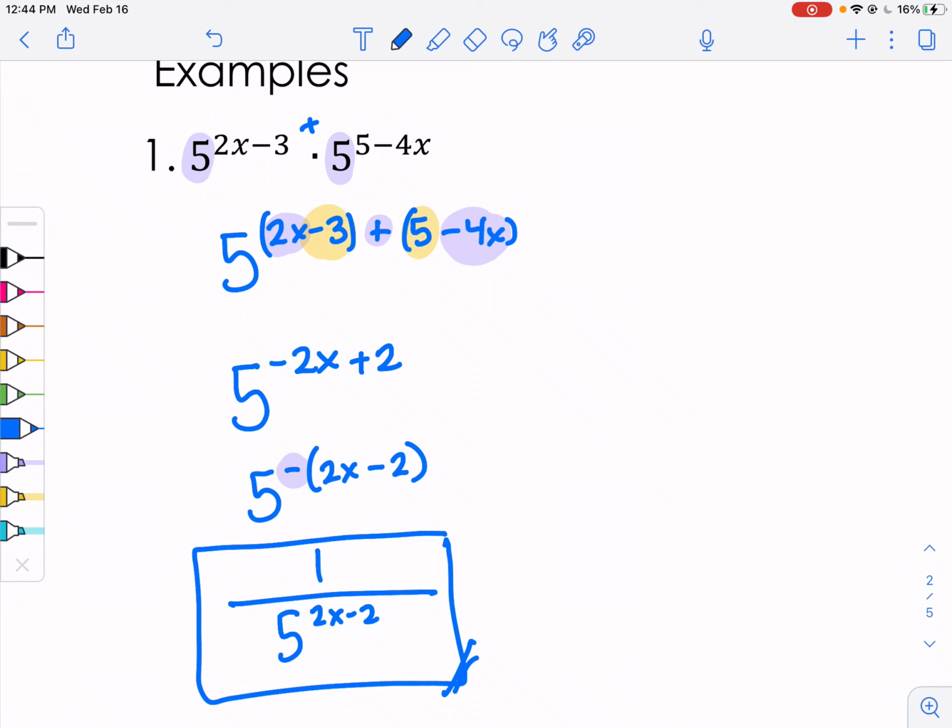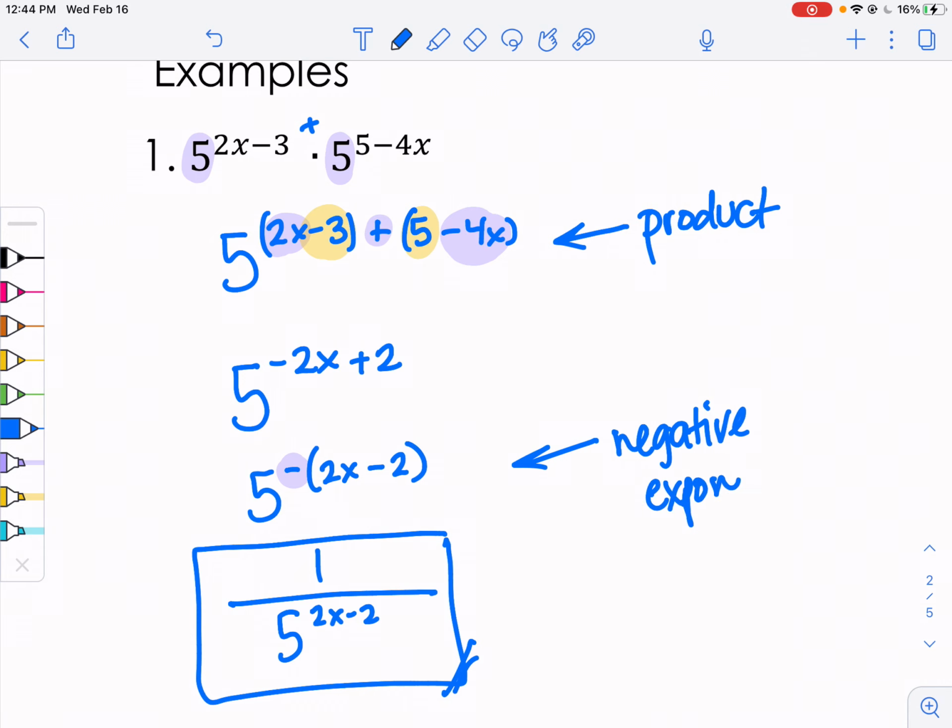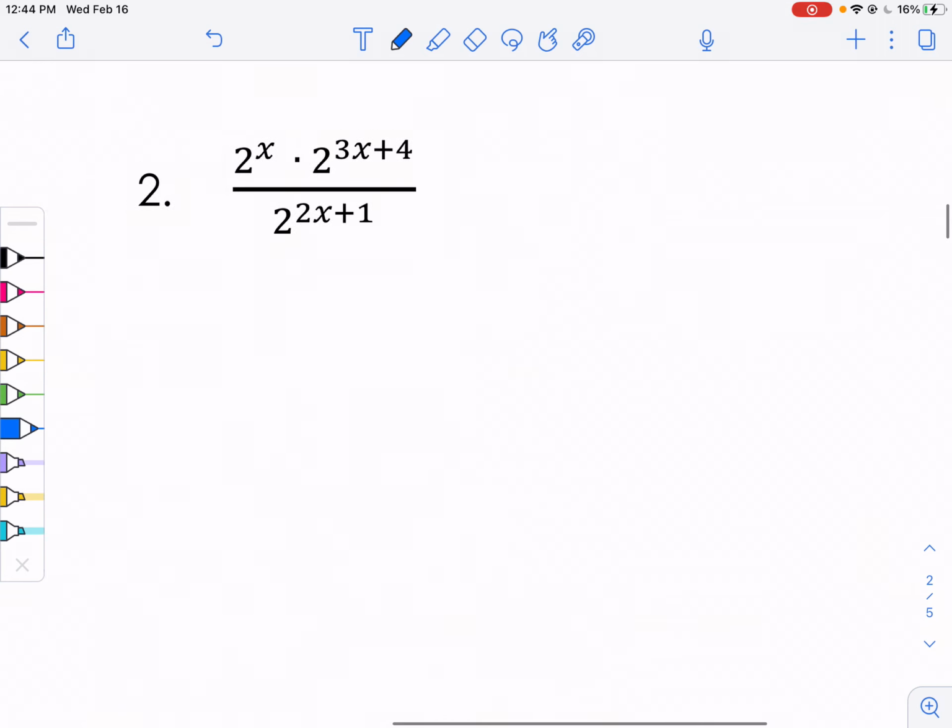A little bit more complicated than what we've seen in the past, but building on the same examples. So here we're using the product rule, right, to add them together. And then here we are using the negative exponent rule. Right? So we have those two there. Let's look at number 2.